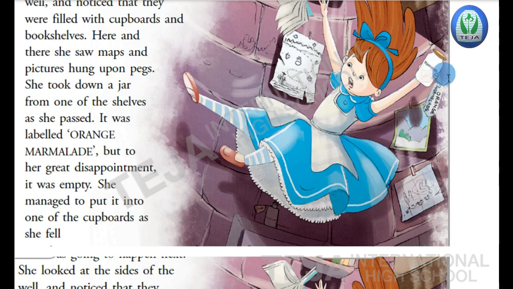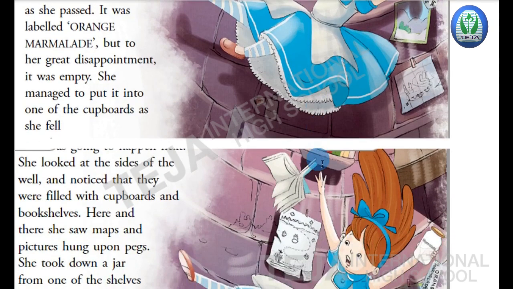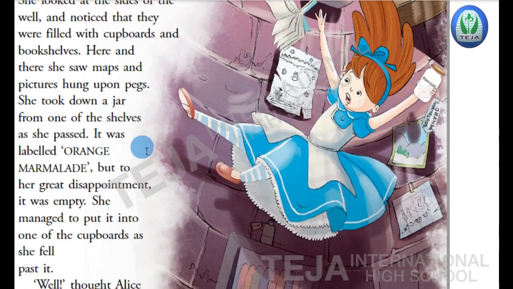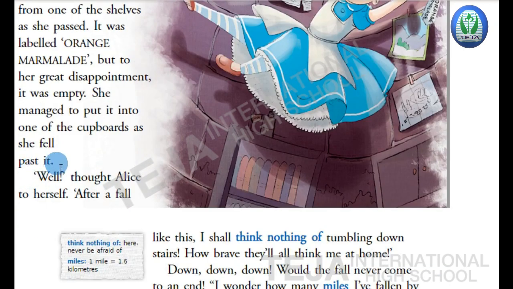Now she tried to open the lid. When she opened the lid, she found it empty. The bottle was empty. So she was very disappointed, and she tried to put the jar back into the shelf as she fell down. She fell past it. So she tried to put it in the shelf as she went down.